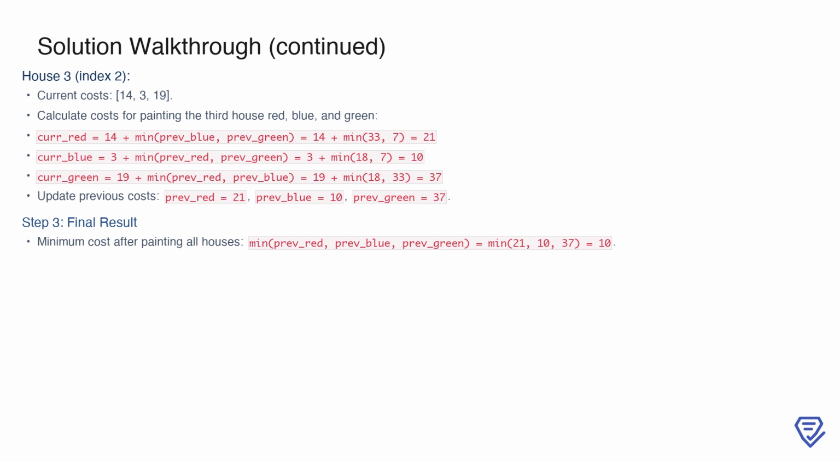At this point, we update the previous costs to Prev_red equals 21, Prev_blue equals 10, and Prev_green equals 37. With all houses painted, the minimum cost is determined by taking the smallest value among Prev_red, Prev_blue, and Prev_green, which is the minimum of 21, 10, and 37. This gives us a total minimum cost of 10.